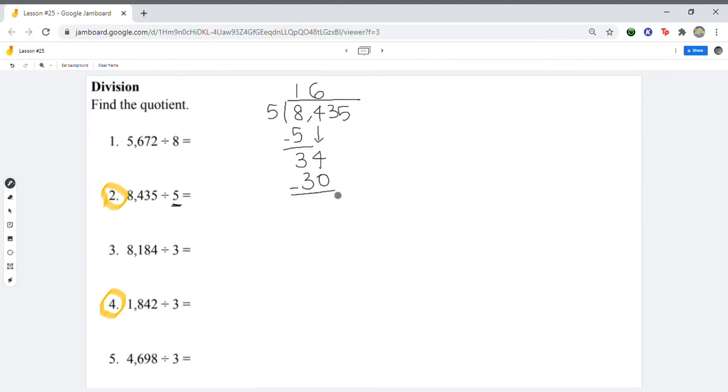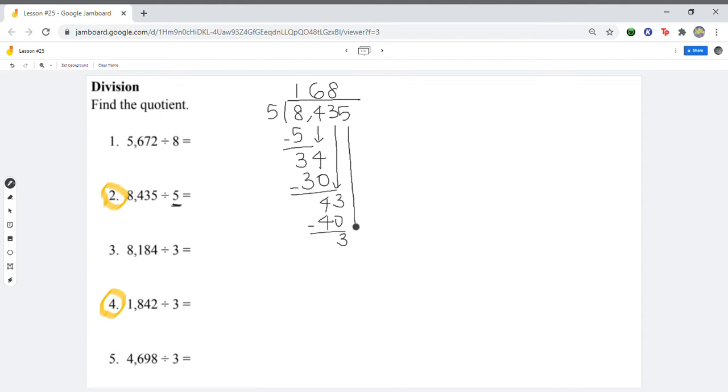left with 4. So whenever you're subtracting this, you always have to make sure that your subtraction is always less than this number on the outside. So 4 is less than 5, so we're doing everything correctly so far. So we're going to bring down 3 over here. And 5 goes into 43 8 times, because 8 times 5 is 40, and we'll be left with 3. And 3 is less than 5, so that means we're on the right track. It's like a marker to determine if you're on the right track.